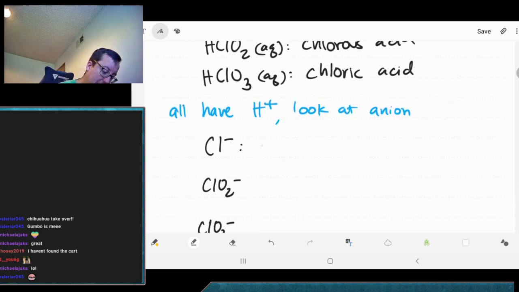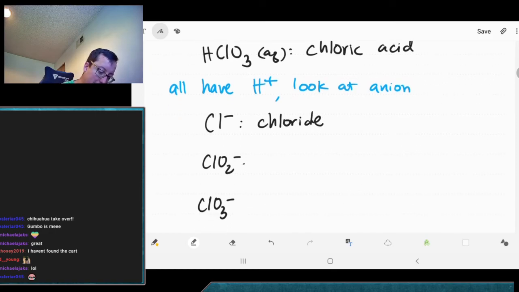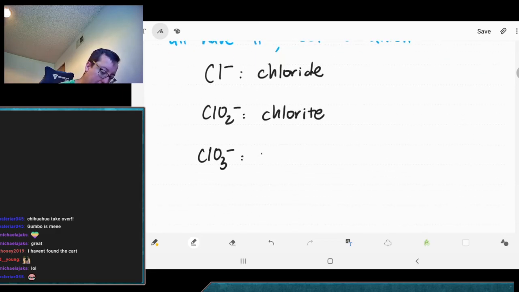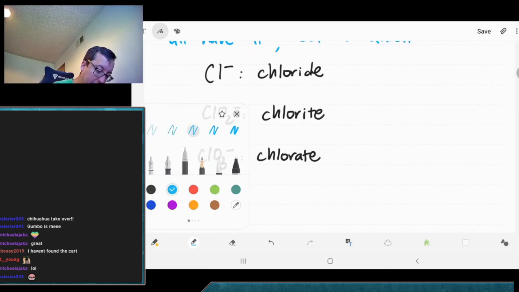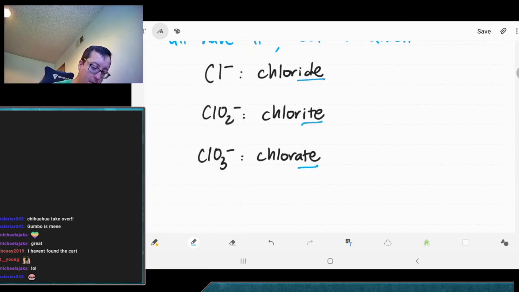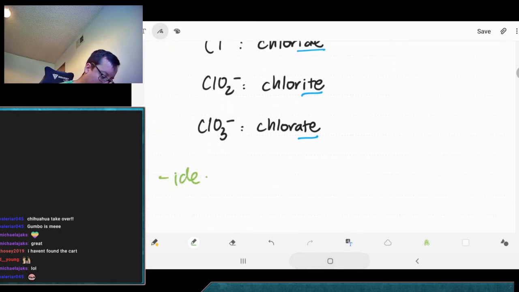This one, its name is chloride. This one is chlorite. And this one is chlorate. They all have different endings. And we're going to see the rules for these. For "-ide" ending things, it becomes hydro-ic acid.